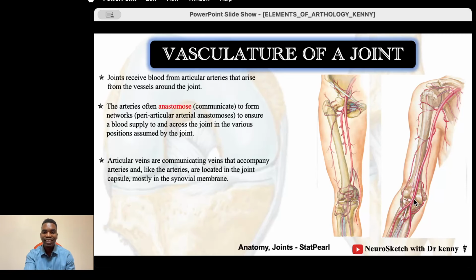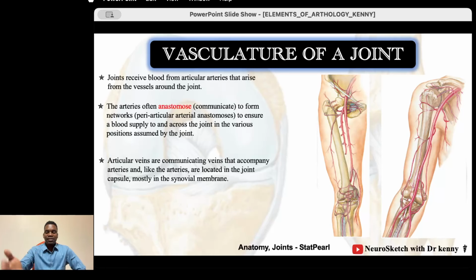So once this artery is blocked over here, it means the distal portion will lack blood supply and will undergo necrosis, or death. So to avoid that, the joints have alternative blood supply, alternative channels that will ensure that blood is supplied even in times of blockage of certain vessels. The same applies to all other joints in the human body.